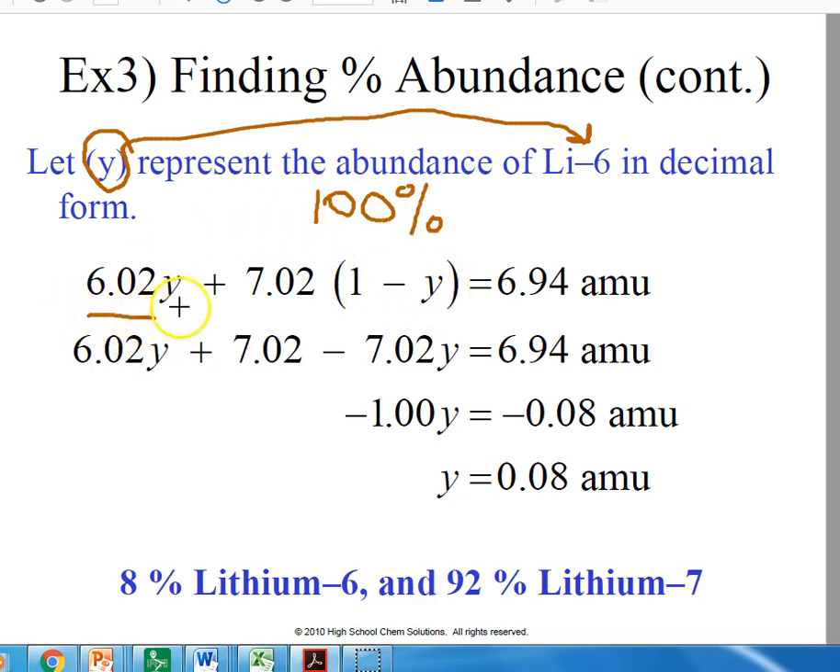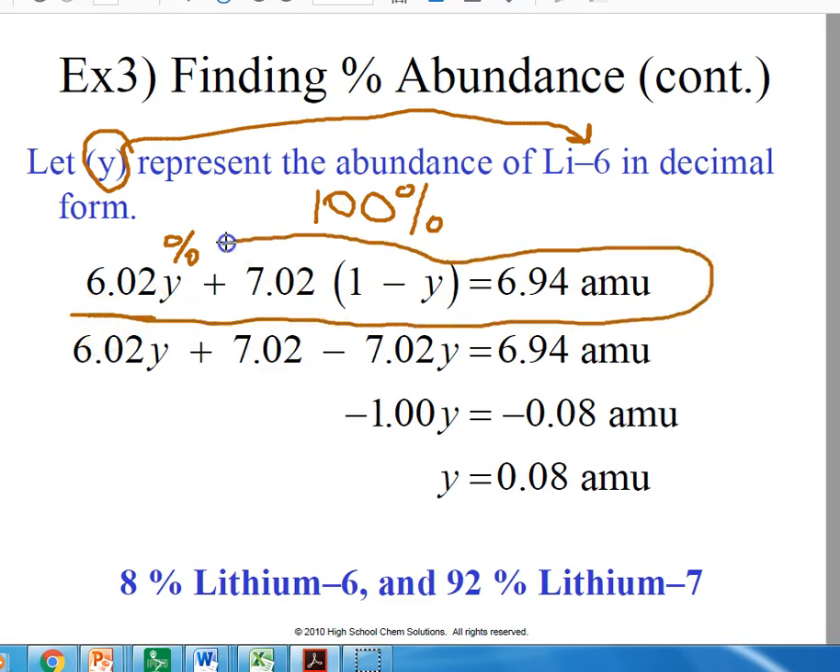So what we've done here is we're letting Y represent the abundance, or the percentage changed to a decimal, for lithium-6, and then we're multiplying that, and adding that to lithium-7 times its abundance, and that's equal to the average. Okay, from here it just becomes a math problem. As long as you understand this setup, we can move from here. The mass times the abundance plus the mass times the abundance. The only thing that's different is we don't know the abundance. So for lithium-6, we're saying the abundance is Y, and for lithium-7, we're saying the abundance is 1, or 100%, minus Y. Okay, so we go from there to solve.